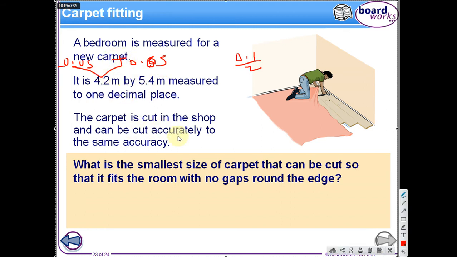Okay, so this question now says the carpet is cut in the shop and can be cut accurately to the same size. What is the smallest size? For the smallest size I don't even need the add. So take away 0.25 and get your answer here. That will be the smallest size. You don't need the upper bound. If they ask you for the biggest size, then you go for the upper bound. So that's cool, guys.